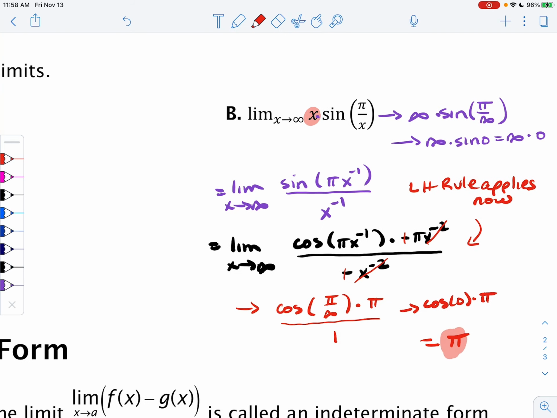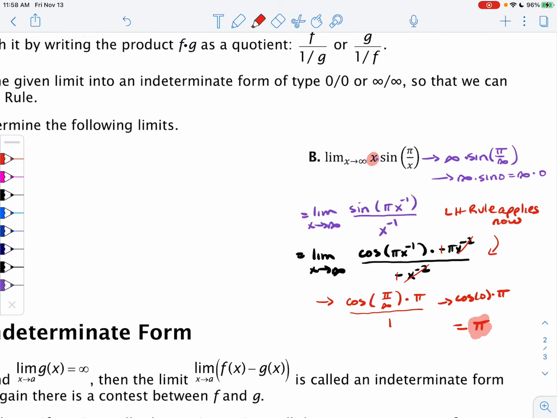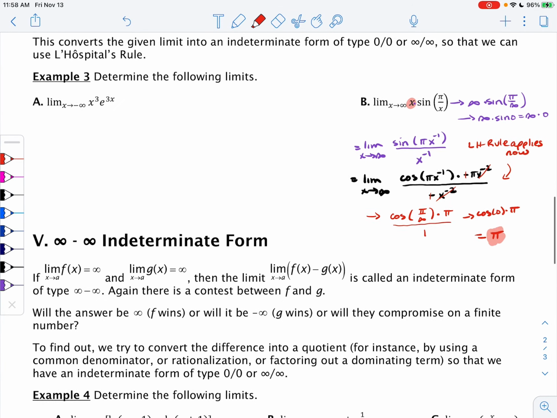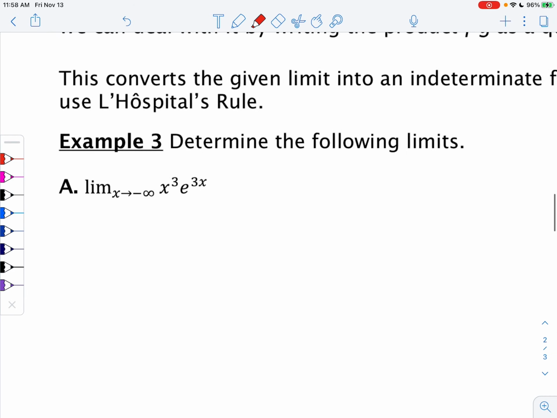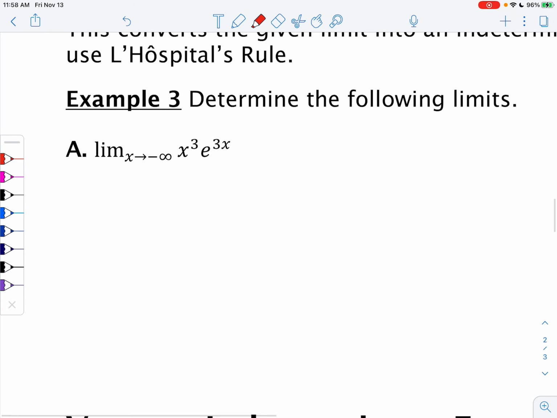Okay, so that's how we handle indeterminate products. All right. One more here, so we can be pretty good at our stuff.